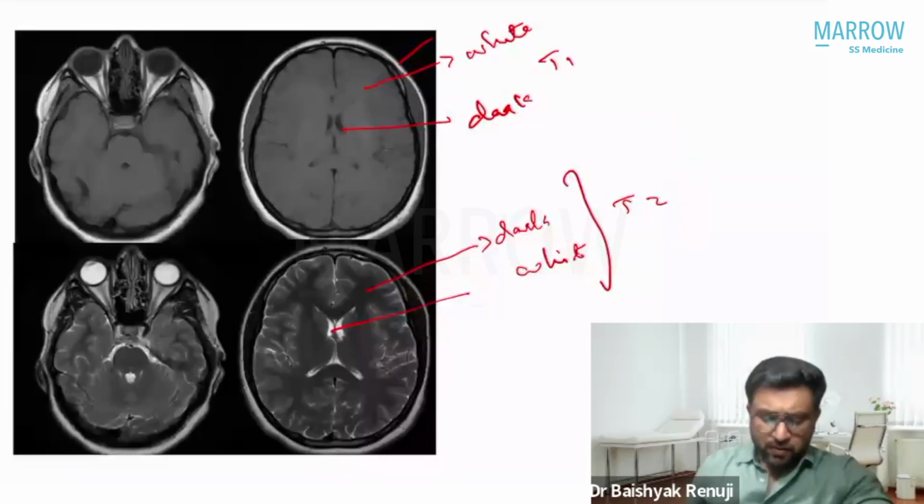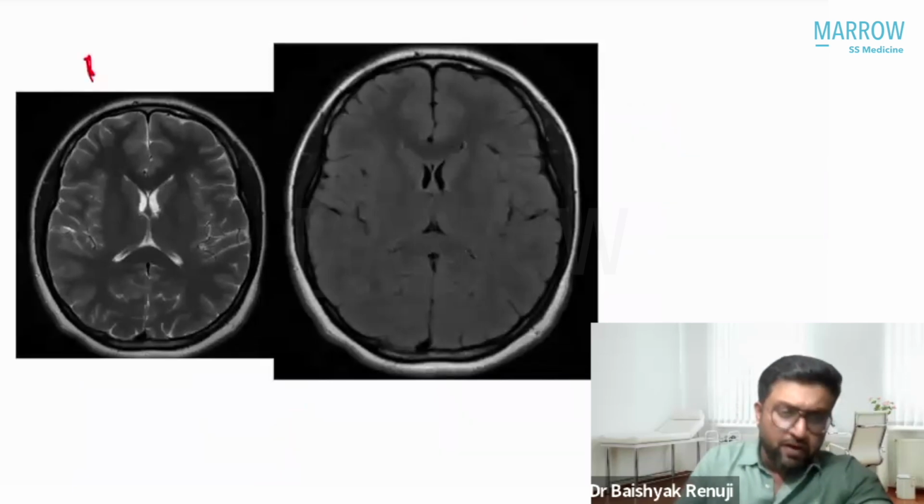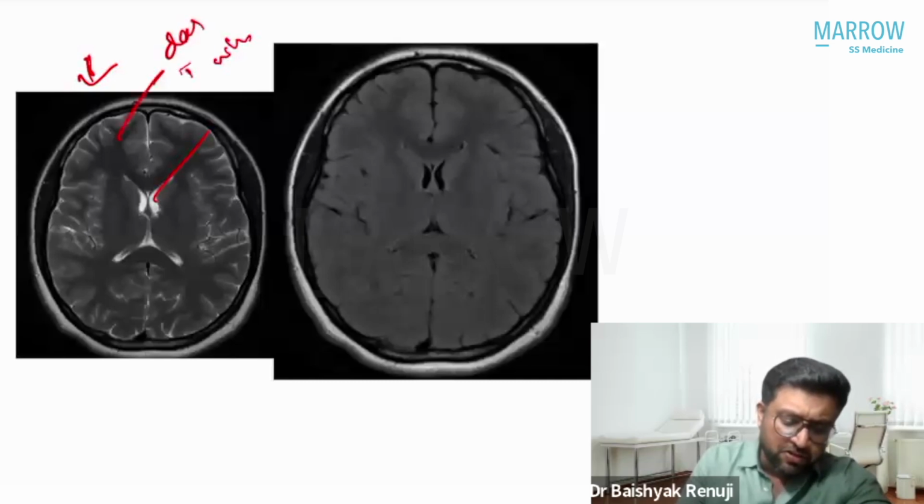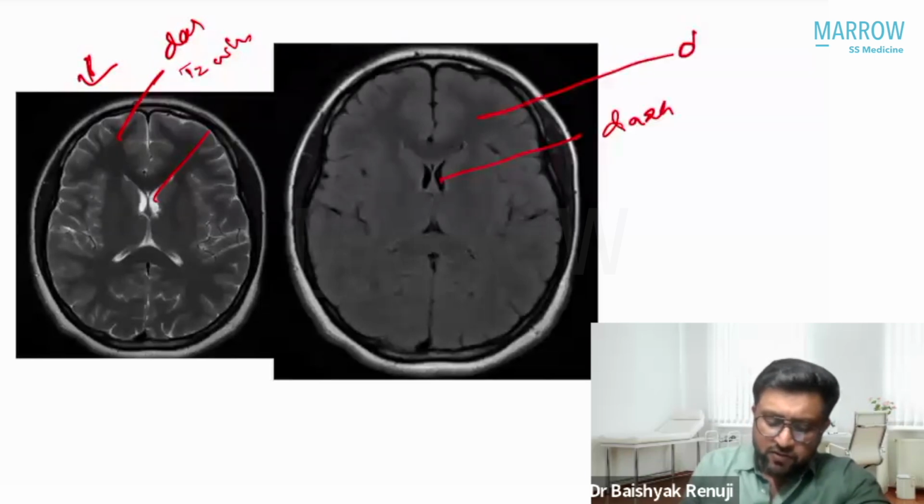Okay. So now we'll go to what FLAIR is. So you see here on this one, the CSF is white in color, white matter is dark in color, so it is T2. Clear? What about the next one? Here the CSF is dark, but see the white matter, that is also dark.